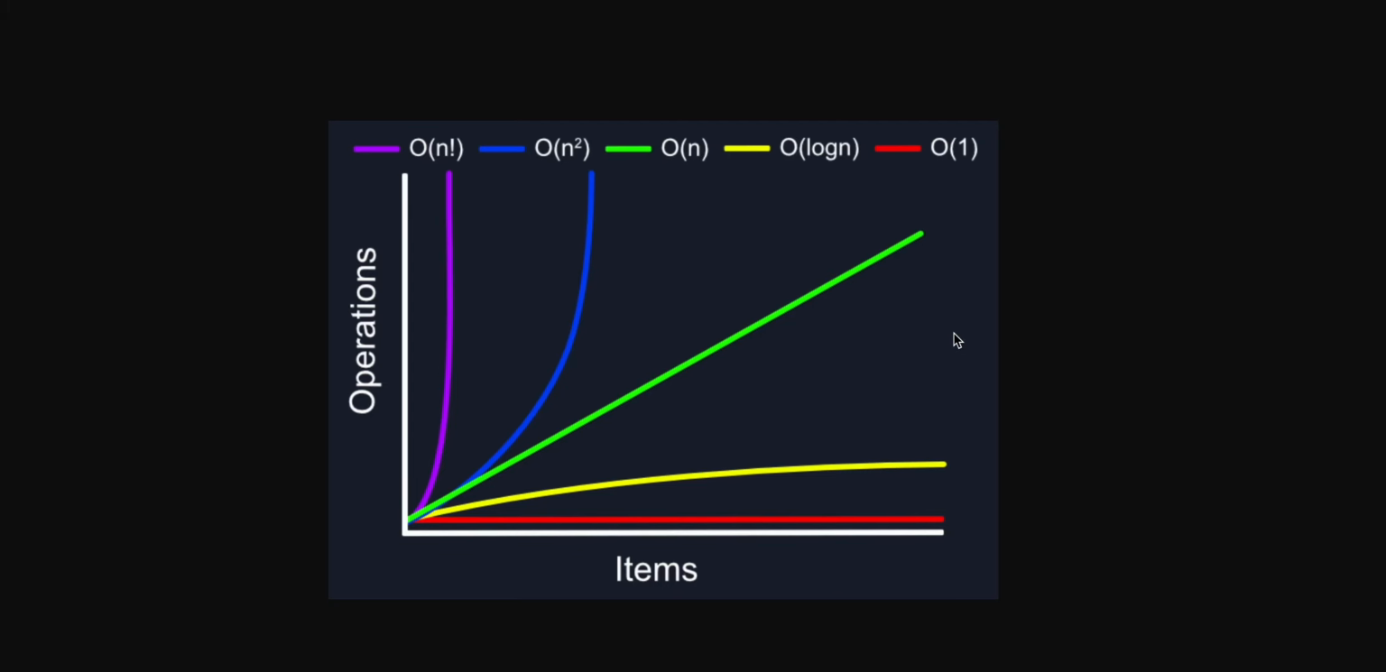So let's get started. Before we dive into the details, let's begin with a quick introduction to big O notation. Big O notation is a mathematical notation used to describe the performance or time complexity of an algorithm. It helps us to understand how an algorithm's runtime grows as the input size increases.